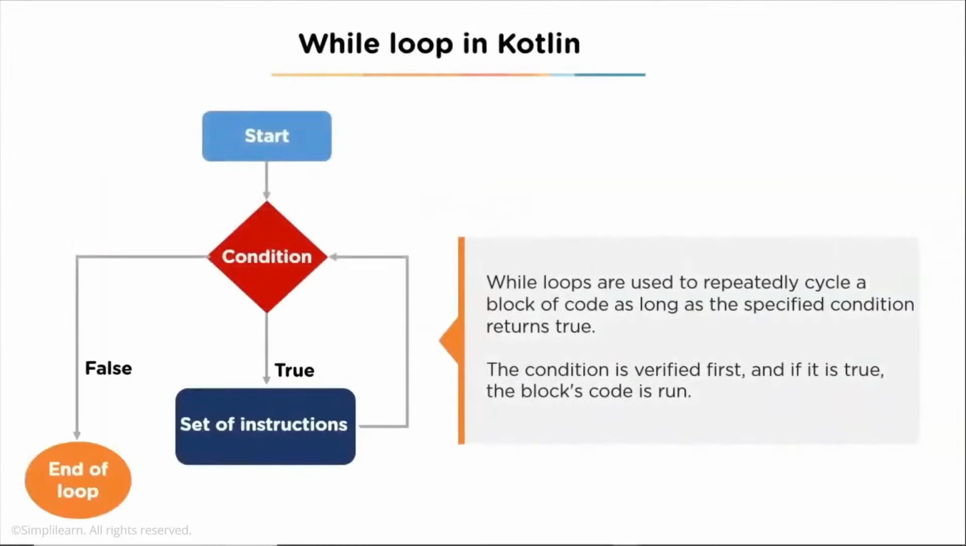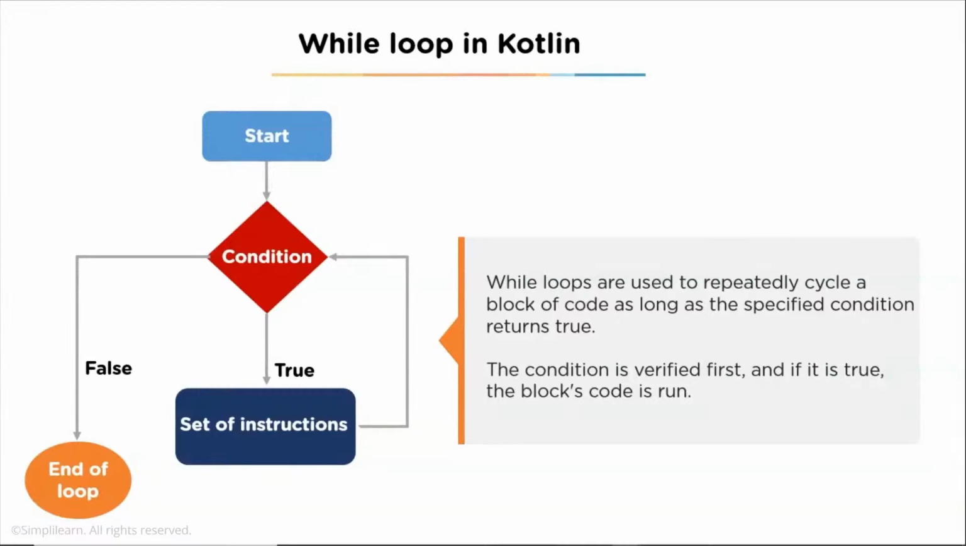While loops are used to repeatedly cycle a block of code as long as the specified condition returns true. The condition is verified first, and if it is true, the block's code is run. Every time it enters the block, the condition is checked, and as a result, the code will keep running until the condition is no longer met. Once the loop starts, the condition is checked. If that condition is satisfied, then the set of instructions is executed, and if the condition is not satisfied, then the control jumps out of the loop. This complete process will keep on repeating unless the condition evaluates to false.